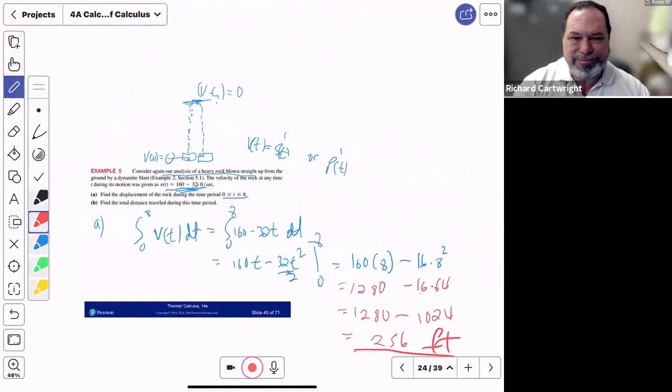That meant at some point of time, the rock was blown up and it's coming back down. The question is, 256 feet could be the whole trip, or 256 could be here, or 256 could be here. The height could be there. It could be looking down here.